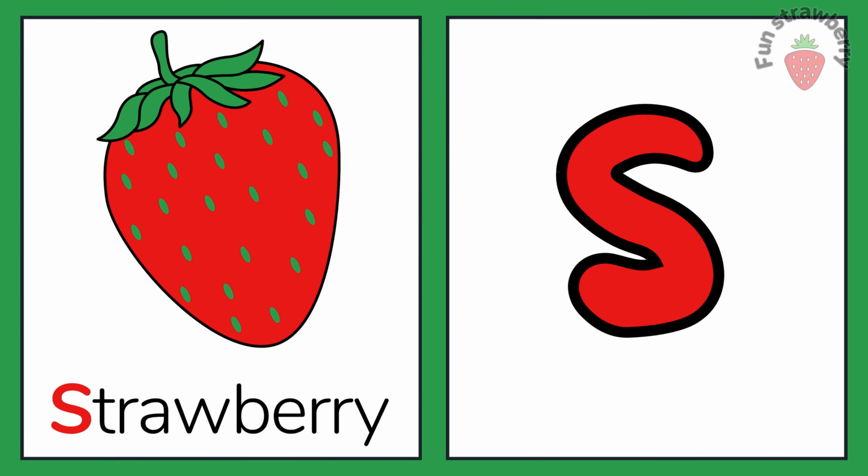S for strawberry. This is strawberry. T for tree. This is tree. U for umbrella. This is umbrella. V for bus. This is bus.